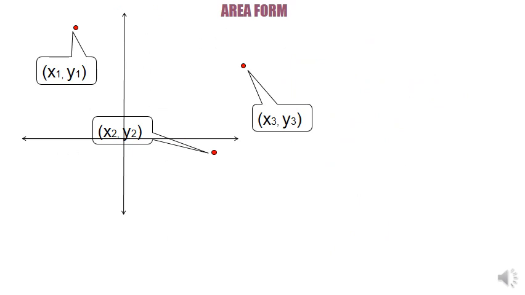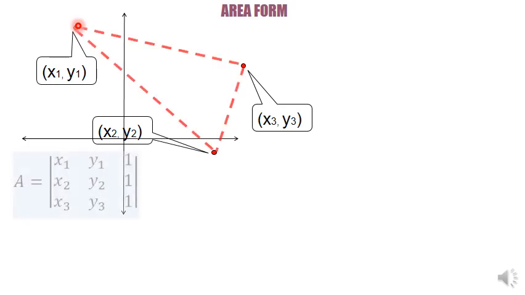Assuming we have 3 points on the plane that are not collinear, we can always draw a triangle using these points. And the area of this triangle can be computed using the determinant formula. Simply arrange the points x1, y1, followed by a constant 1, x2, y2, followed by a constant 1, x3, y3, followed by the constant 1. And then multiply it by a half, then what we will get is the area of that triangle.